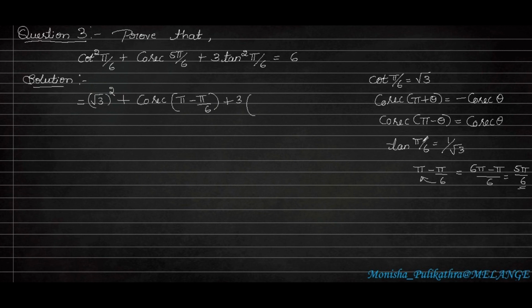Plus 3 into tan pi by 6. Tan pi by 6 is 1 by root 3. Therefore, tan square pi by 6 is 1 by root 3 whole square. So here square and root get cancelled. Therefore, it will become 3 plus.